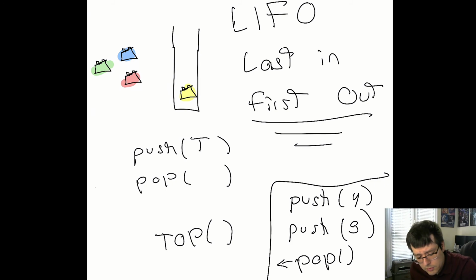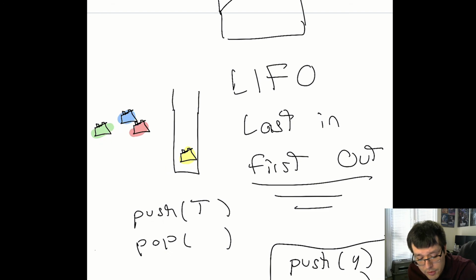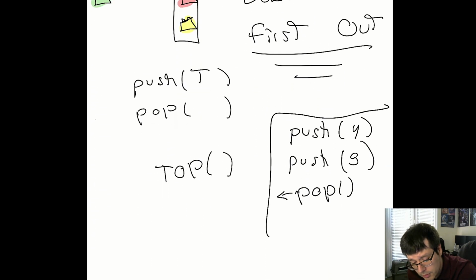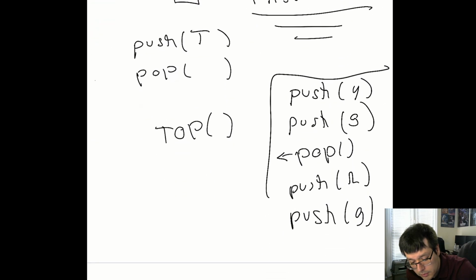Let's do a couple more of these to make sure we're on the same page. Here they're just on a table, so we can grab whatever we want. Let's push two of these in. Push, push. We push red, and then we push green. Or sorry, not green, blue.